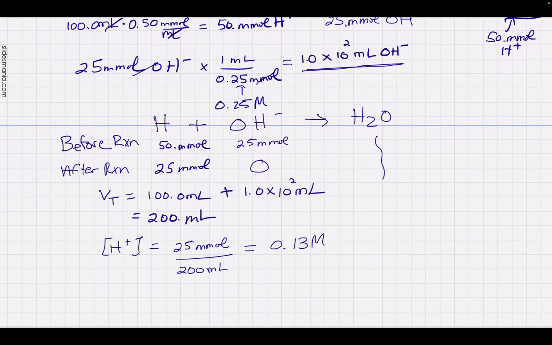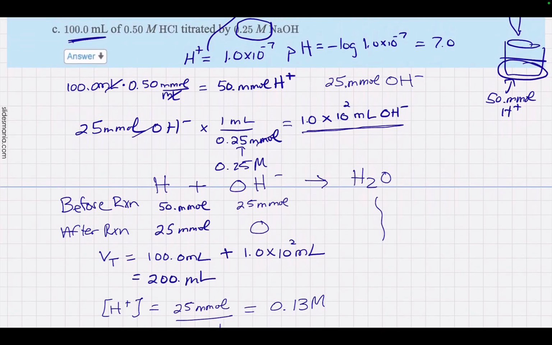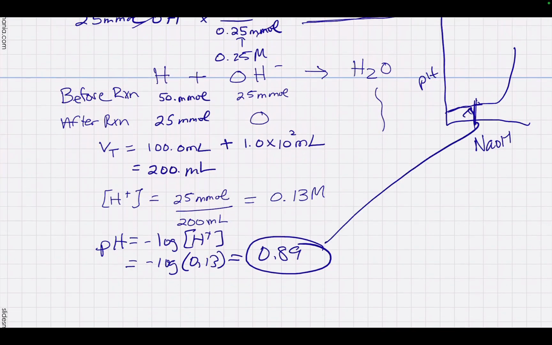Now it's really easy to get the pH by taking the negative log of that. The negative log of 0.13 is 0.89. That makes sense because you have a strong acid and you're in the titration curve. You're adding the base, and the strong acid's curve starts low and doesn't increase much until it finally gets to that inflection. So you're going to have a pretty low pH when you get halfway there.